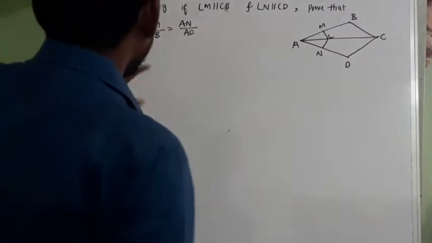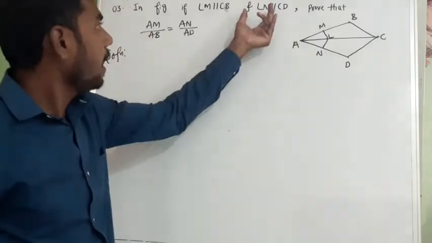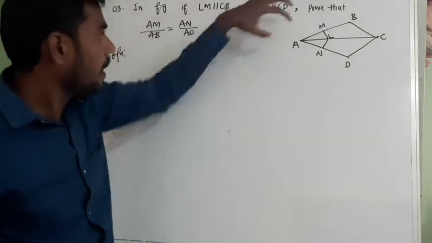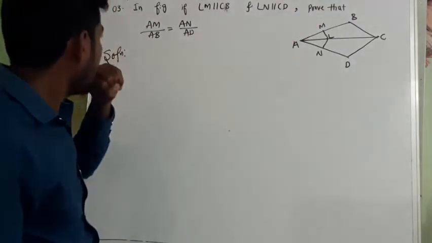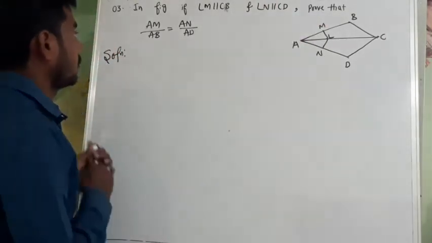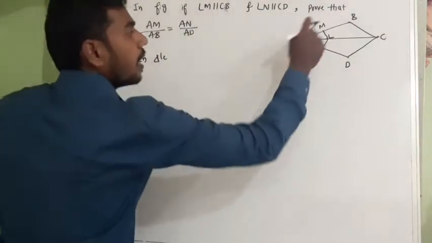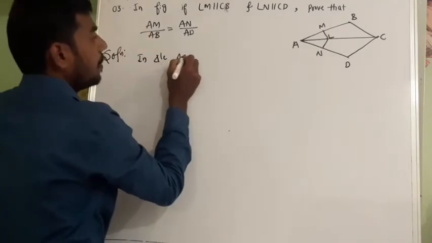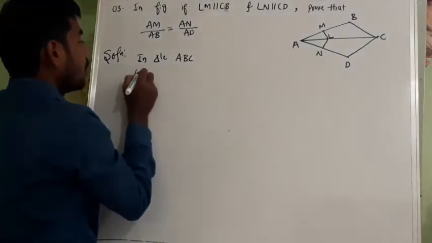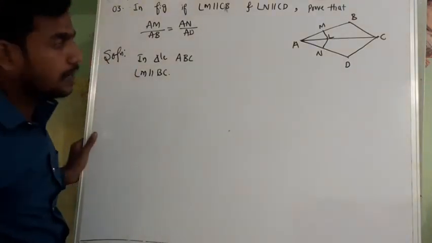Third question. In the figure, if LM is parallel to CB and LN is parallel to CD, prove that AM by AB is equal to AN by AD. Okay, now in triangle ABC, what is given? LM is parallel to BC. So by the basic proportionality theorem, what can I write?